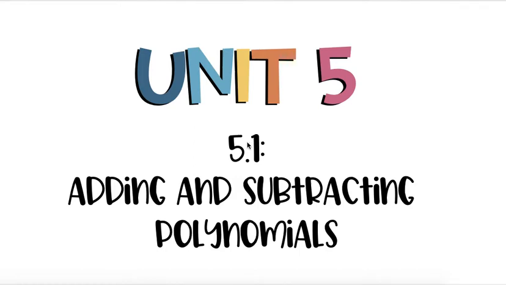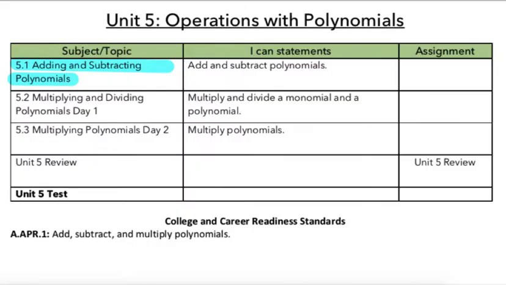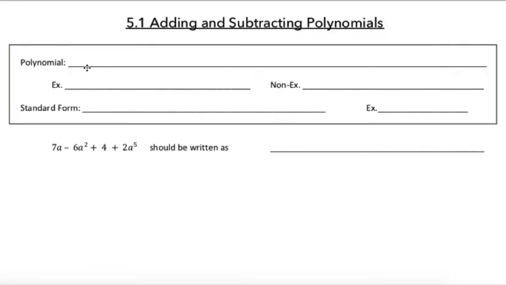This is Unit 5, Section 5.1, Adding and Subtracting Polynomials. So this will kick off our next mini unit on adding, subtracting, multiplying, and dividing polynomials. Today we'll look at classifying them and then go into our first operations, adding and subtracting. When we look at adding and subtracting polynomials, we first want to start with what even is a polynomial.